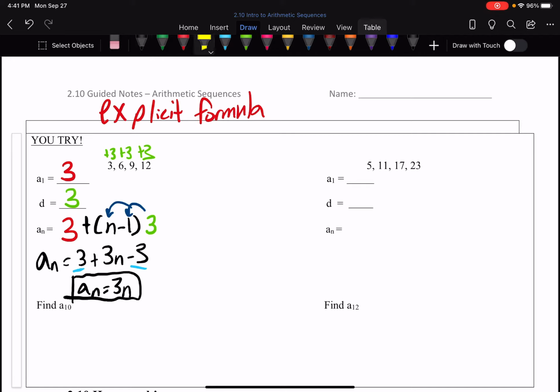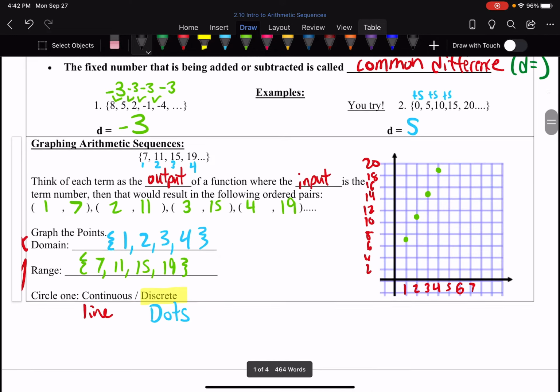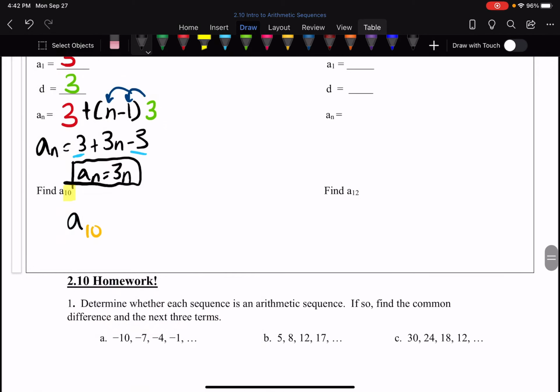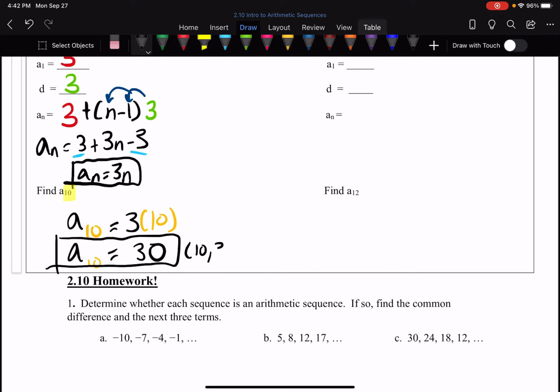So if I ask you to find a sub 10, all I'm going to do is anywhere I see an n, I'm going to replace it with a 10. So a sub 10 is equal to 3 times 10, which is equal to 30. Or you could have written it as 10 comma 30.